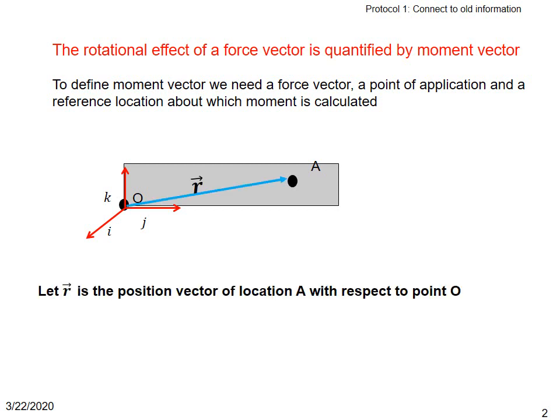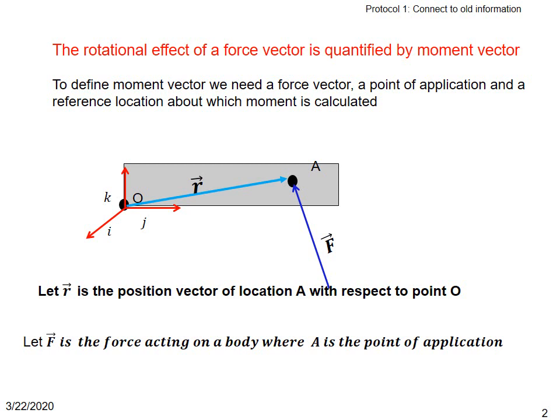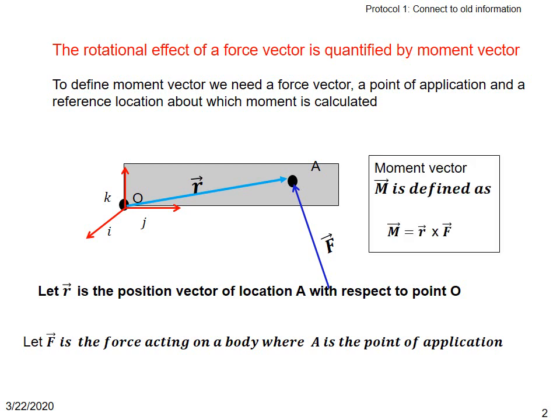In order to understand that, suppose we act a force at a point A on a rigid body whose position is r with respect to a reference point O. Then the moment vector is defined as M vector equals r cross F, where r is the position vector of the location A with respect to O, and F is the force acting on the body, where A is the point of application of the force.